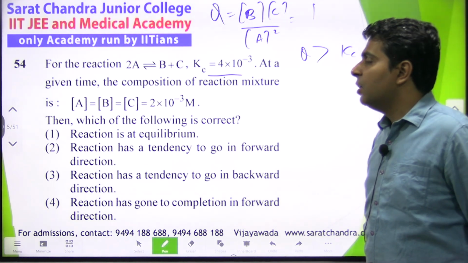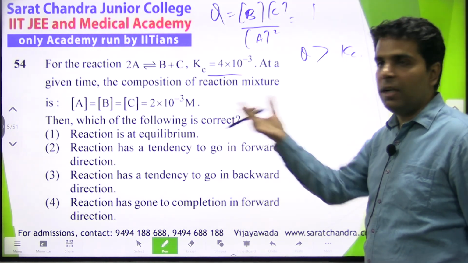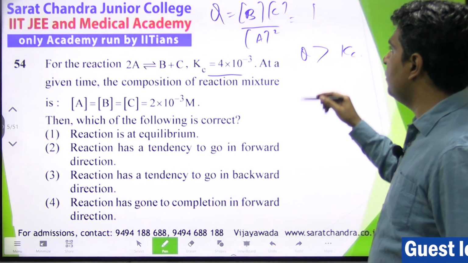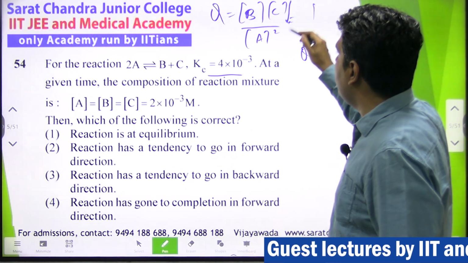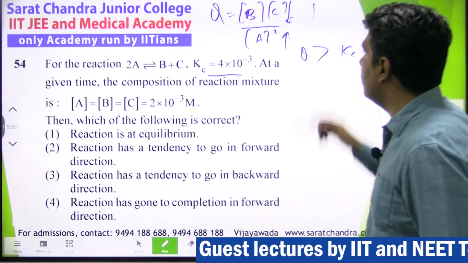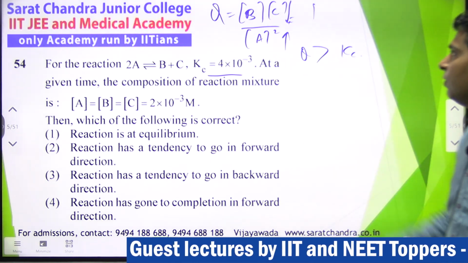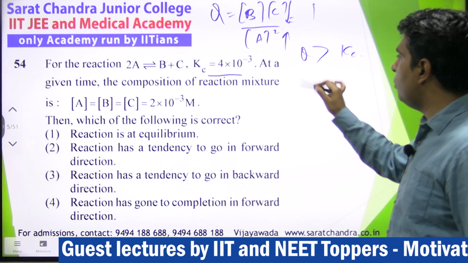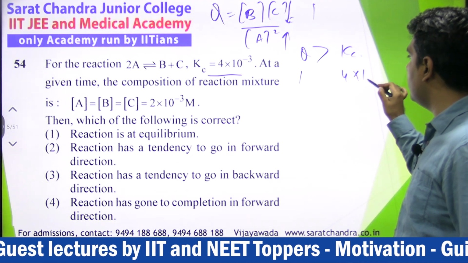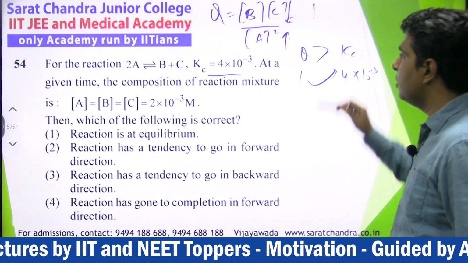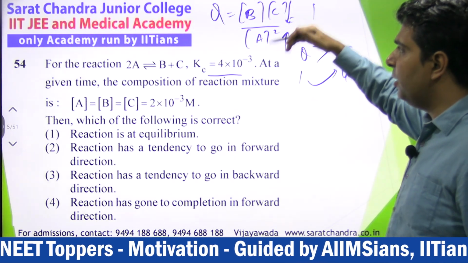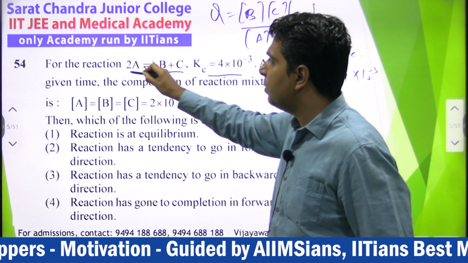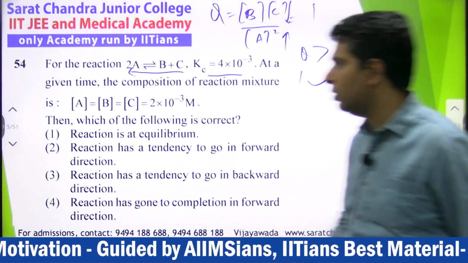So basically the reaction will try to maintain its equilibrium by reducing its value. So what will happen over here? Q will try to reduce its value and go towards the value of equilibrium constant. So to reduce its value, the value of numerator will be decreased and denominator will be increased. That means it will move in the backward direction.